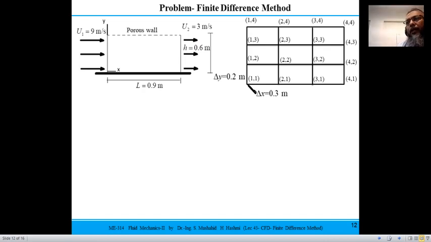Similarly, 2,1 and 2,2. This row is the first row, then this is the second row, and this would be the third row. Actually, it should be the columns; I just need to change the columns. Actually, it should be 1,1, 1,2, and only change that.